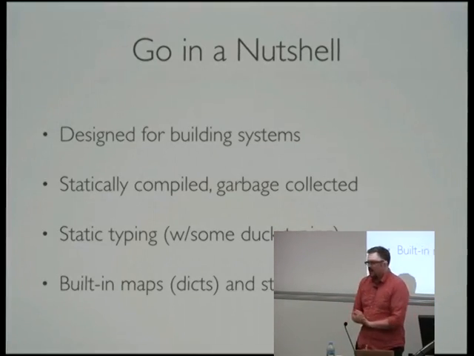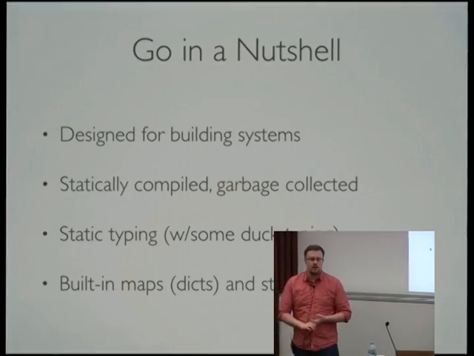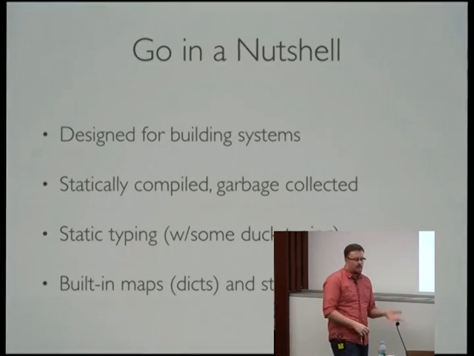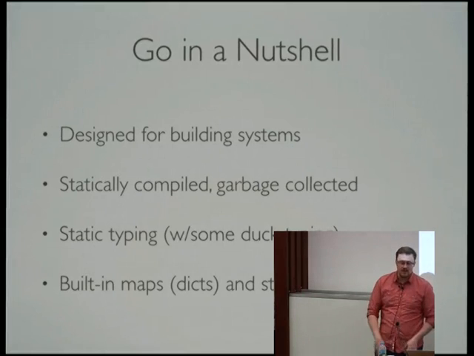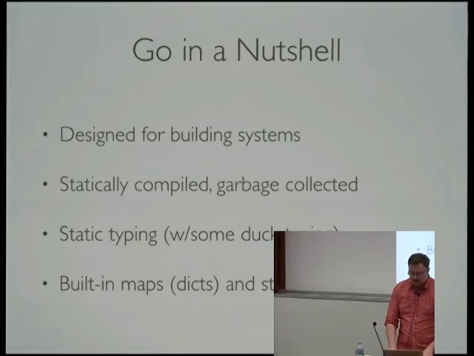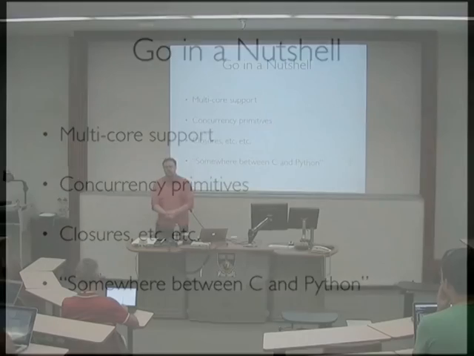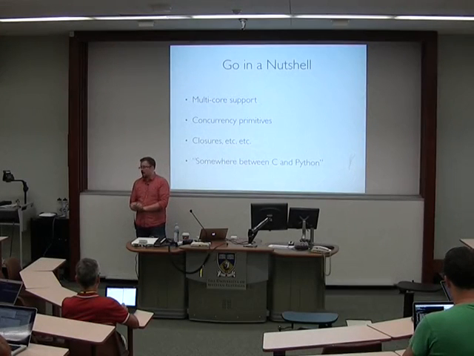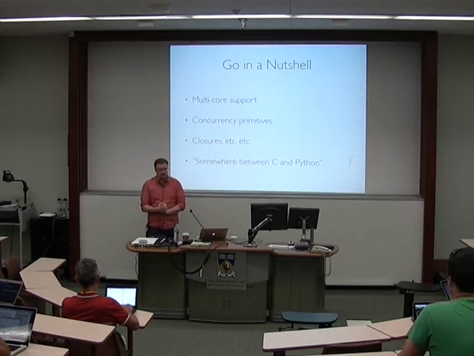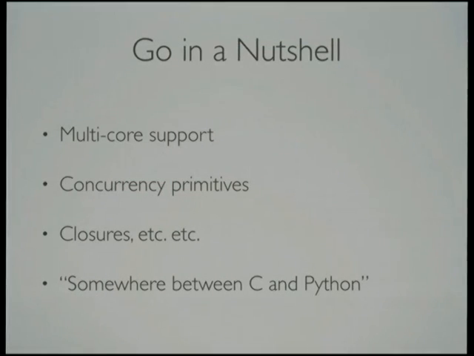So Go in a nutshell. Go is a systems-level programming language. If you want to compare it to something else, think about the Javas and Cs of the world. It's a compiled language. It's statically compiled. It is garbage collected, which I think is actually pretty awesome, and you may not. So static typing with some duck typing, which we'll talk about, and it has built-in higher-level constructs. It has maps and strings that are actually part of the language, which are really nice. Multi-core support: by default, Go is designed for running things in parallel and concurrently. It has built-in concurrency primitives. We'll go more in-depth into all of these as we go into the actual code. Closures, reflection, all the things that you expect from a normal systems-level programming language, Go has.